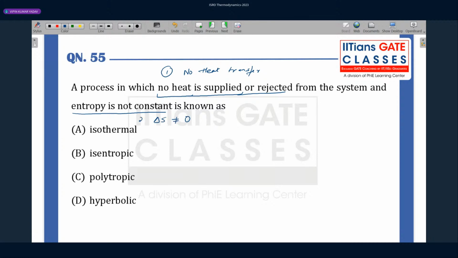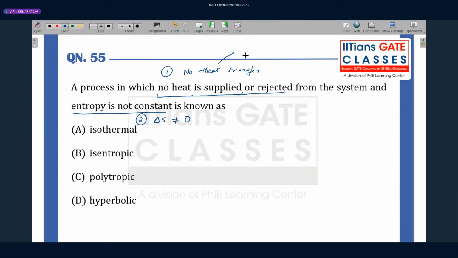So two conditions are there. First, no heat transfer. If there is no heat transfer, what is the process? What do you call that process? Anyone quickly?